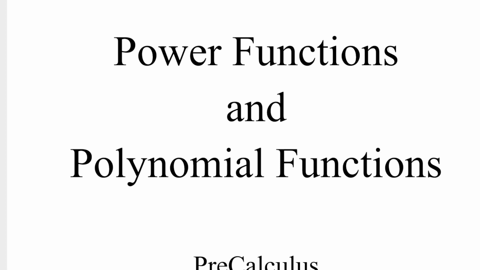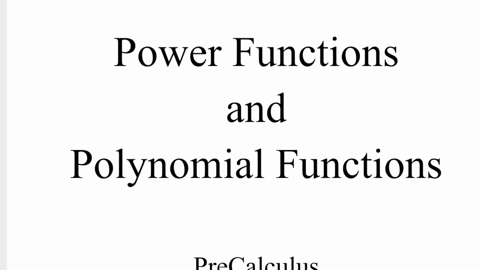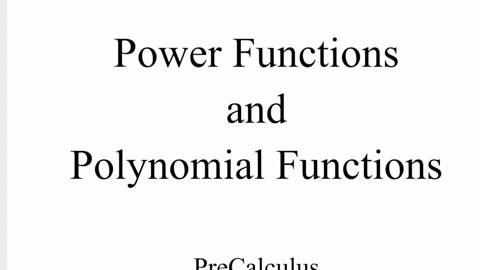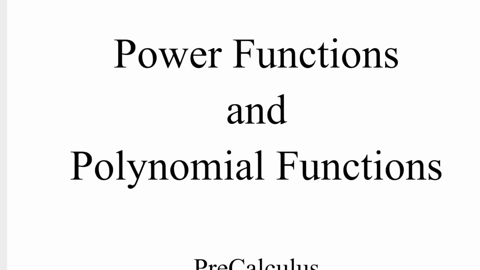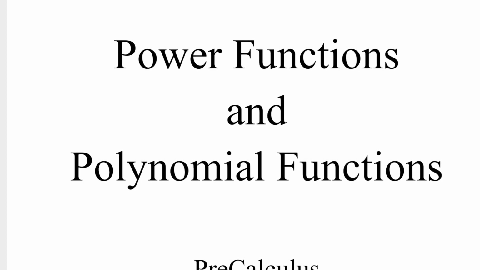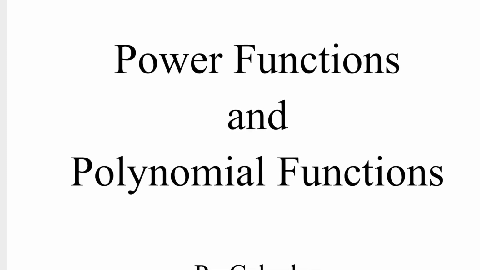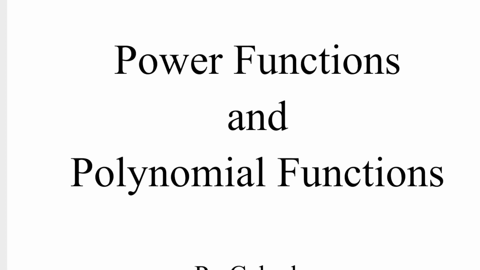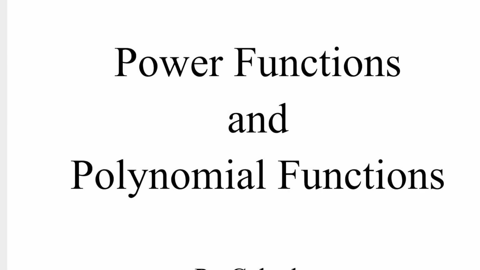Example 1. Which of our toolkit functions are power functions? The constant and identity functions are power functions since they can be written as f of x equals x to the 0 power and f of x equals x to the first power, respectively. The quadratic and cubic functions are both power functions with whole number powers. F of x equals x squared and f of x equals x cubed.